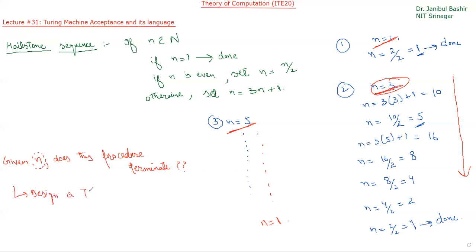Design a Turing machine that can answer this question. Let's see whether we can design a Turing machine for that. Let's say we have to design a Turing machine for the Hailstone sequence. How will we design it? Let me make you understand.